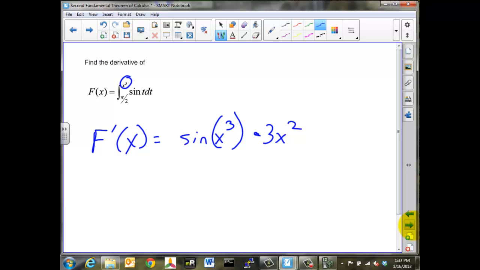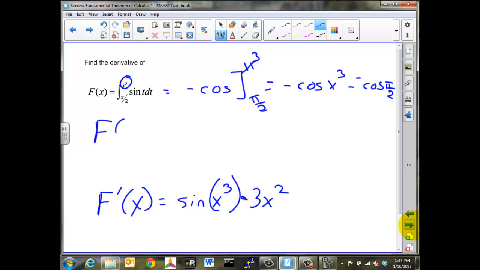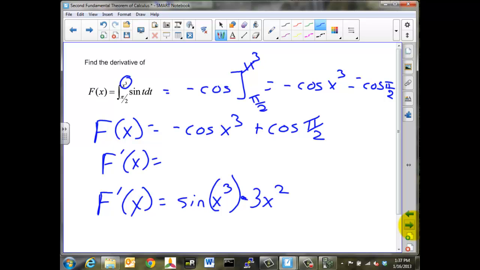Now, I don't want you to do this, but I'm going to walk through that just the long way, okay? What function has sine as a derivative? All right, so it would be negative cosine evaluated at pi over 2 and x cubed. So that would give me negative cosine x cubed minus negative cosine pi over 2. Right? That's just integrating it. Well, but that's not what my problem asked me to do, did it? It said find the derivative. So now that we've figured out that f of x is negative cosine x cubed plus cosine pi over 2, well, what's the derivative of this? Now we need to find f prime. The derivative of cosine is negative sine, but we already had a negative, so it'll be positive sine of the argument times the derivative of the argument.